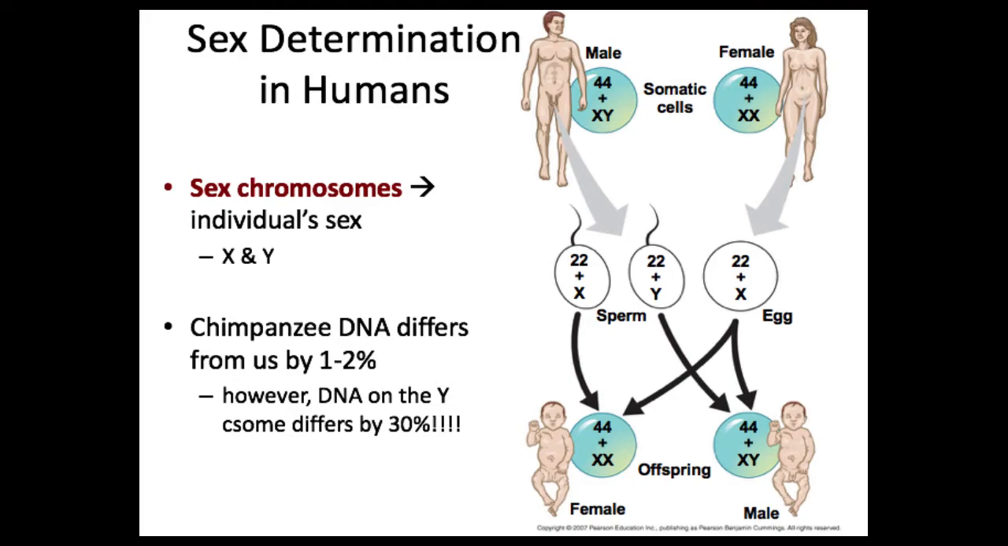Chimpanzees are our closest living relatives. They have been on a separate evolutionary path from humans for only 6 to 7 million years. Subsequently, we still share most of our genes with chimpanzees. We differ by only 1 to 2% in terms of DNA sequence. However, the genes on the Y chromosome are a major exception. The DNA sequences on Y chromosomes of chimpanzees and humans differ by almost 30%. This indicates that Y chromosomes have been evolving at a much faster rate than the X and all other chromosomes.